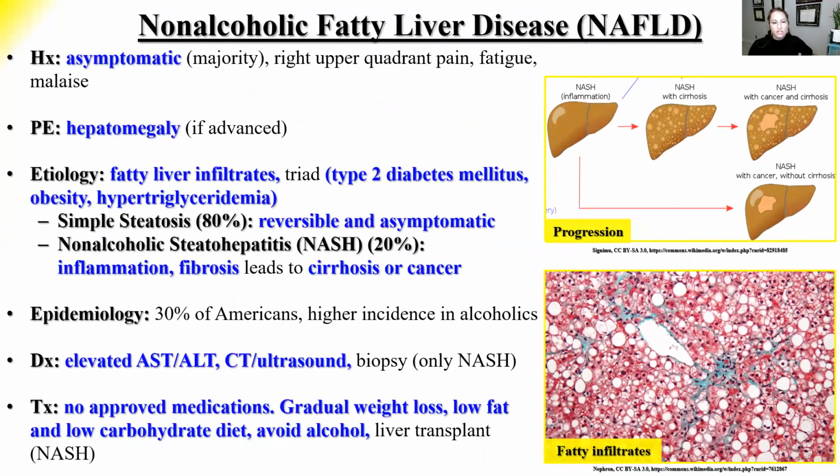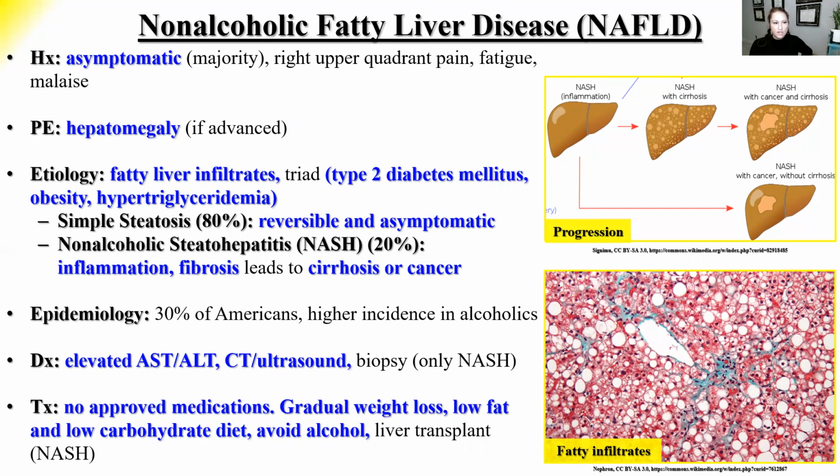Non-alcoholic fatty liver disease, or NAFLD. I want to make an important point, so let's look at the etiology for this one first. In this disease, it's not alcohol related, so non-alcoholic liver disease. The liver develops these fatty infiltrates, and there's a triad that's associated with this one. You know it's a triad, you're going to be asked on it. Type 2 diabetes, obesity, and high levels of triglycerides. Those people are at the highest risk for developing non-alcoholic fatty liver disease.